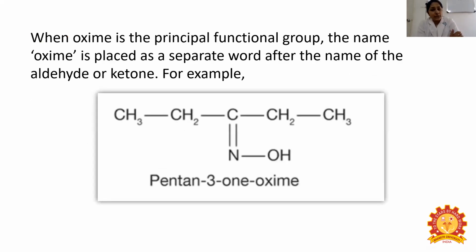When oxime is the principal functional group, the name oxime is placed as a separate word after the name of the aldehyde as well as the ketone. For example, the nitrogen is attached with the hydroxy group. A hydroxy group attached to the nitrogen is said to be hydroxyimino, and when the nitrogen is attached to the hydroxy group, it is said to be the oxime.